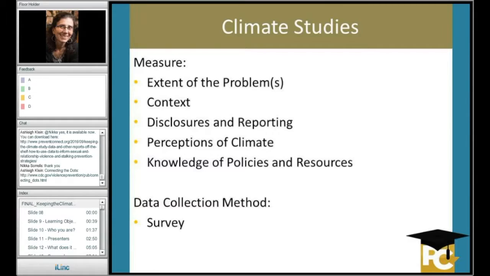Typically, climate studies measure the extent of the problem: sexual and relationship violence and stalking. There are some tools that also measure other forms of interpersonal violence, whether it's hate crimes, bias, or hazing. They also measure the context of the problem, disclosures and reporting, perceptions of campus climate, and knowledge of policies and resources. There certainly can be other things in climate studies, but for the most part, that's what they measure. They're often collected through surveys, online or paper, but typically they're quantitative surveys that may have some qualitative responses.